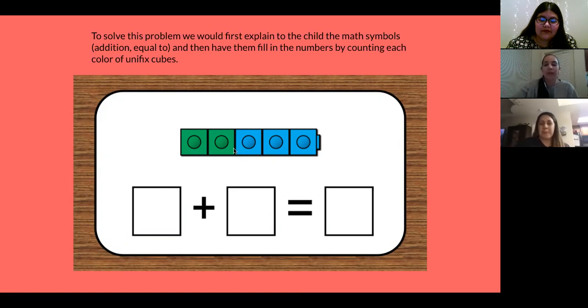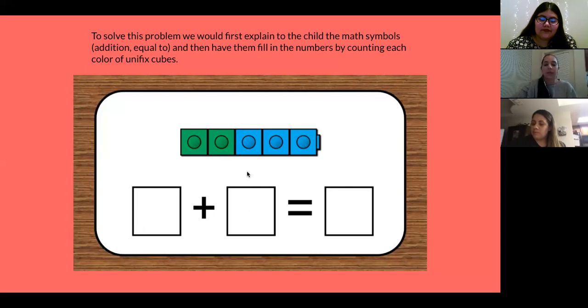If the teacher were teaching this, she would say, these green cubes, let's count them. How many green cubes do we see? So the students would count out loud 1, 2, and then they would write the number 2 here. And then she would say plus the blue cubes. And then students would count out loud the blue cubes, and we would write that number there. So it would be 3.